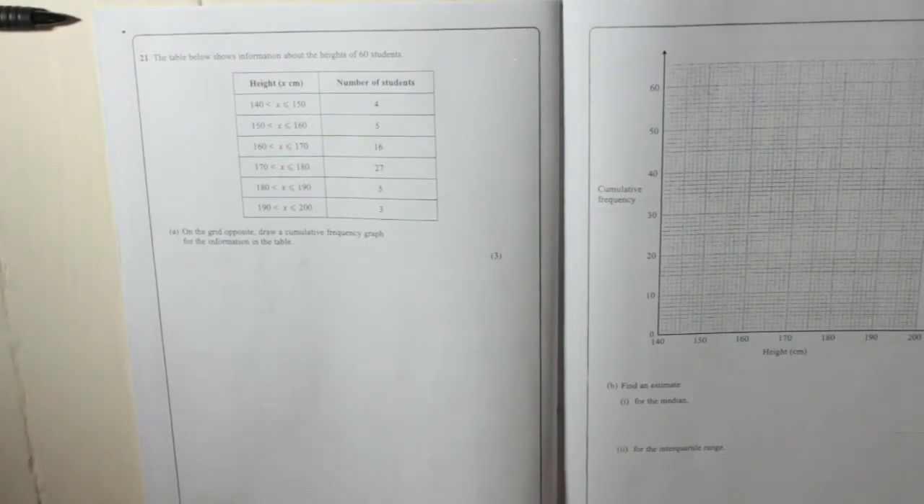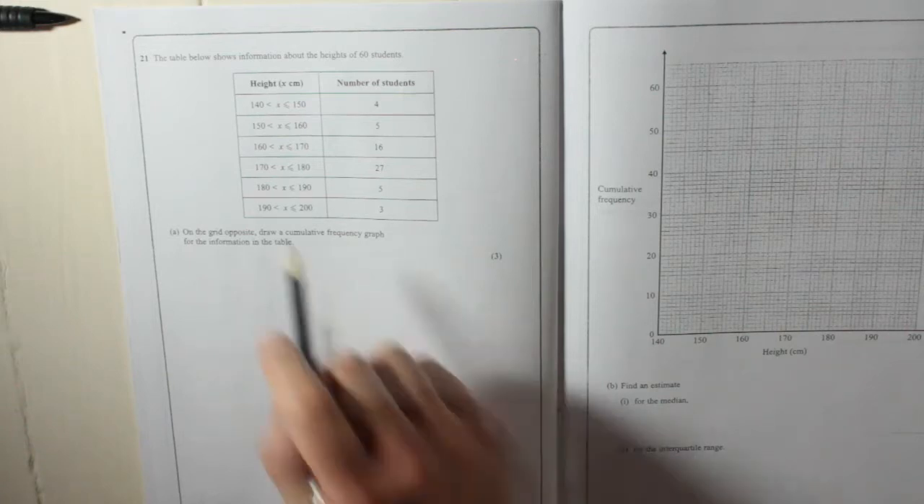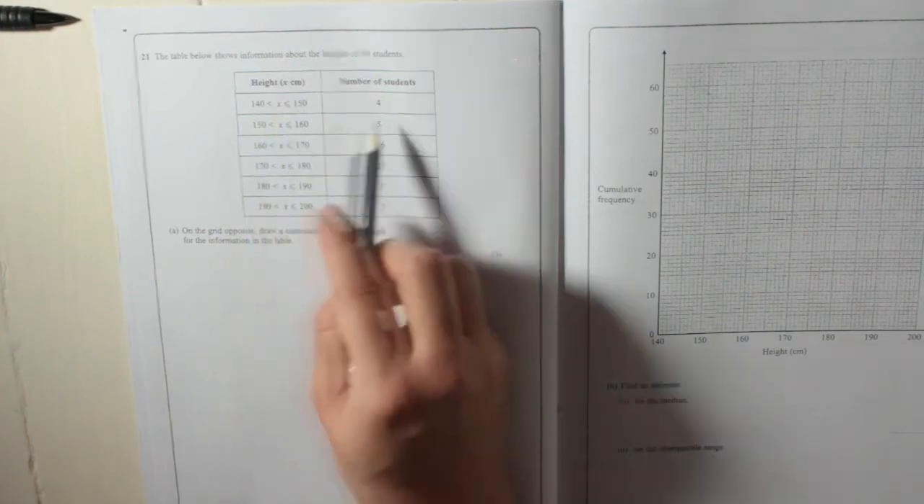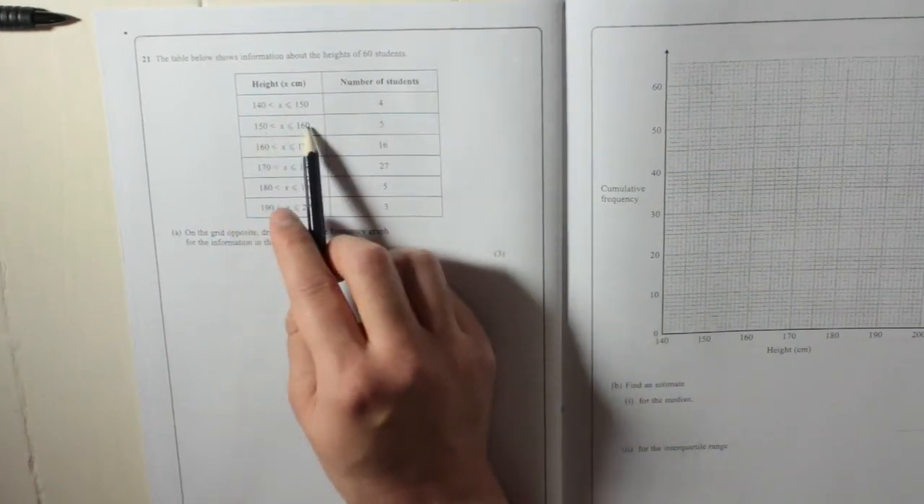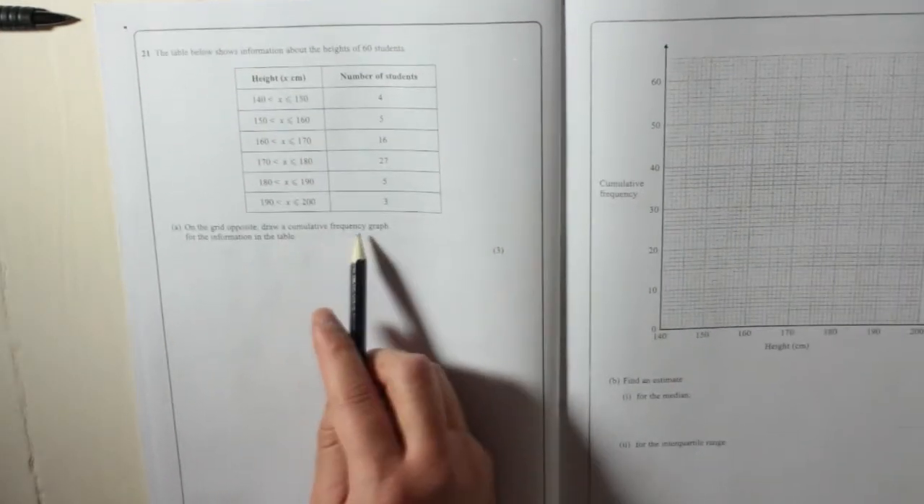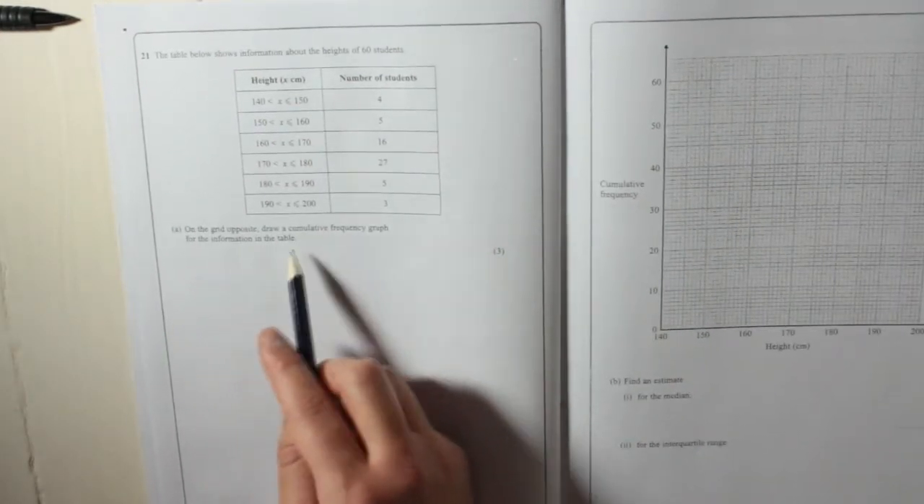Question 21. The table below shows information about the heights of 60 students. You've got height of x, and the ones that are between 140 and 150, there's 4 of them. Between 150 and 160, there's 5 of them, and so on. On the grid opposite, draw a cumulative frequency graph for the information in the table.